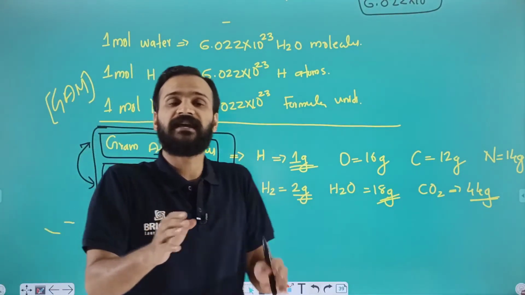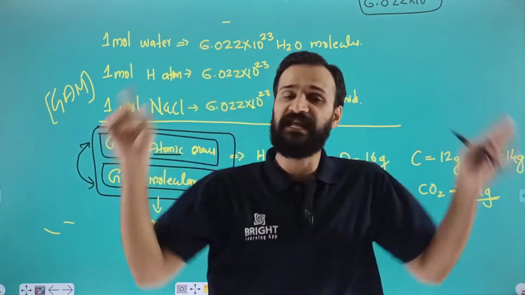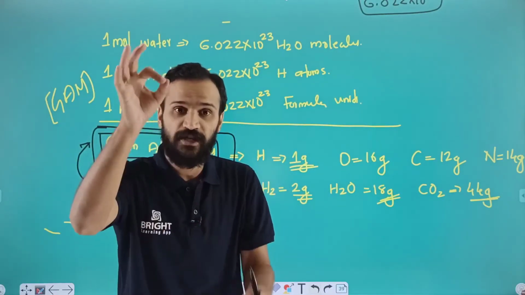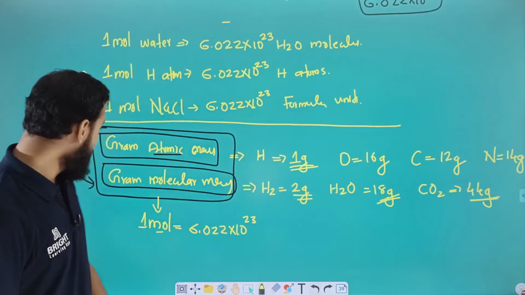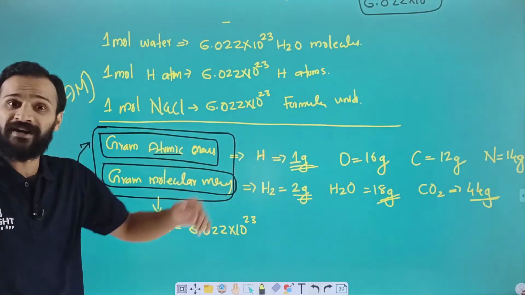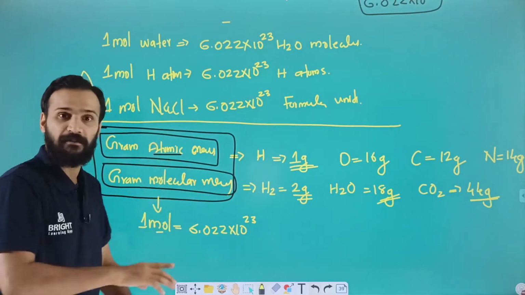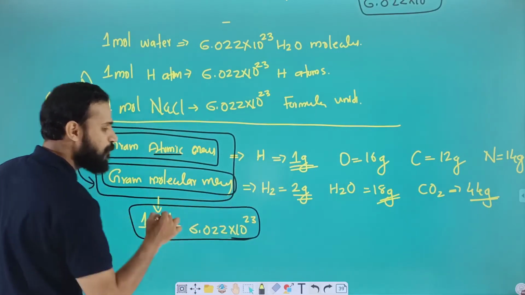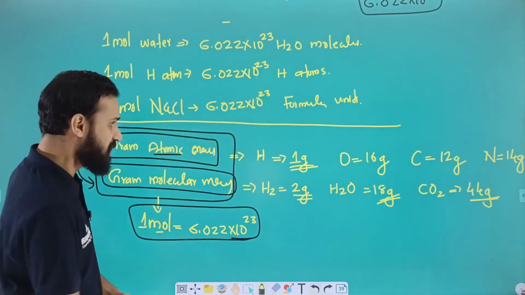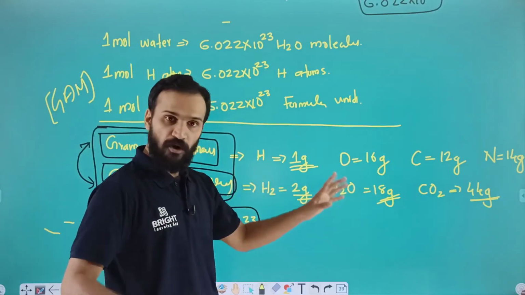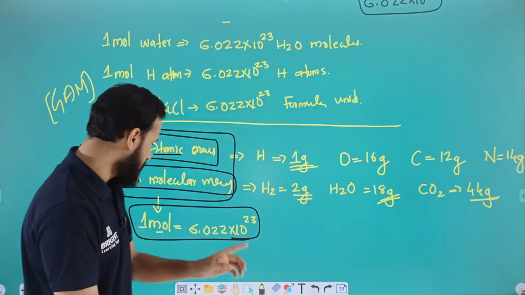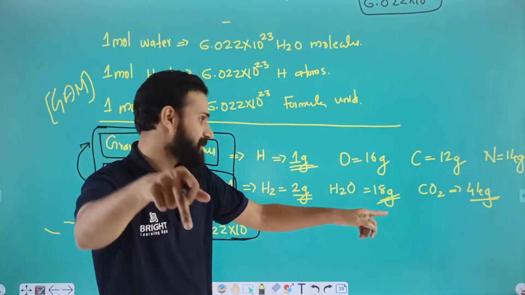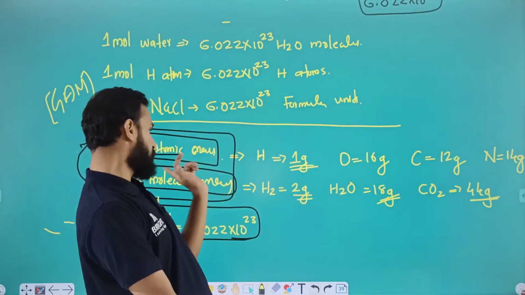That means if you are taking gram atomic mass of any substance, it will contain Avogadro number of atoms. That means 6.022 into 10 raised to 23 atoms. And what about gram molecular mass? The same concept. If you are taking gram molecular mass of any molecule, it also contains 1 mole. That means Avogadro number of molecules. That means if you are taking 18 gram of water, no doubt it will contain 6.022 into 10 raised to 23 water molecules. In the case of atomic mass, atoms. In the case of molecular mass, molecule.